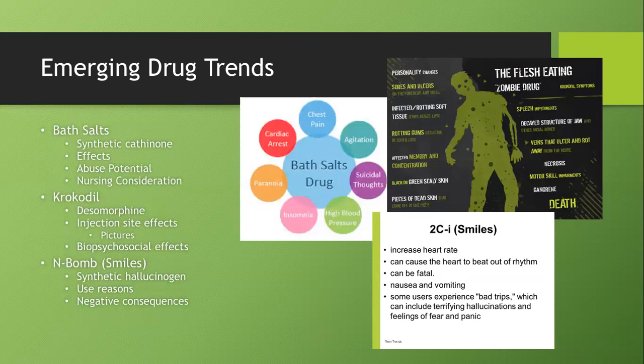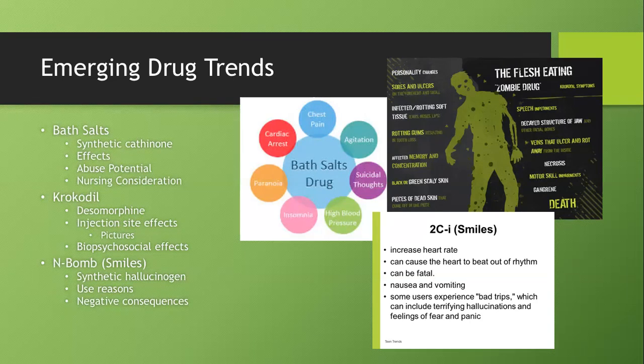Then we have our emerging drug trends. So these are increasing in popularity and increasing in use, and they're generally synthetic forms of drugs. Whenever we have a synthetic form of a drug, it's often much more severe in its effects as well as its consequences and its addiction abilities. So one example is bath salts. Bath salts is synthetic cathinone.